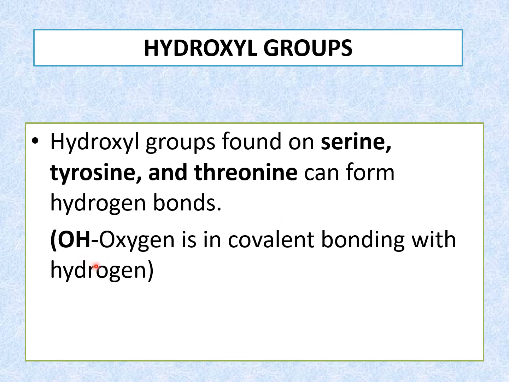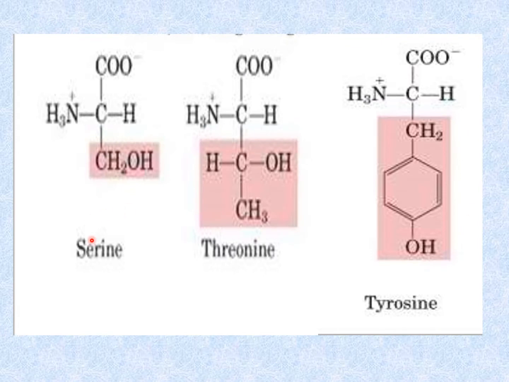OH, yeah, hydroxyl group. The O here is in covalent bonding with the hydrogen. So I guess you are already familiar with this one. Right, so for example, the side chain of serine, you have CH2OH. We have threonine. As you can see, there is also a hydroxyl group here. Tyrosine, also a hydroxyl group here.